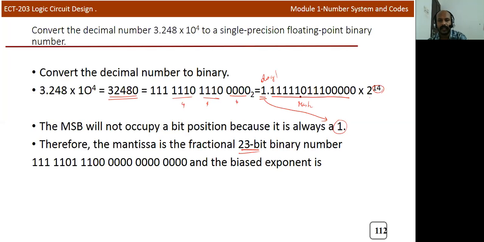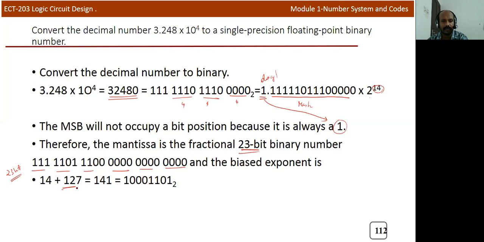You can expand the given mantissa part into 23 bits: 4 plus 4, 4, 4, and finally 3 bits, so in total 23 bits. And the exponent is 14 actually, so we need to write it in the biased format. We add 127, so 14 plus 127 gives 141, and the binary equivalent of 141 is written here.